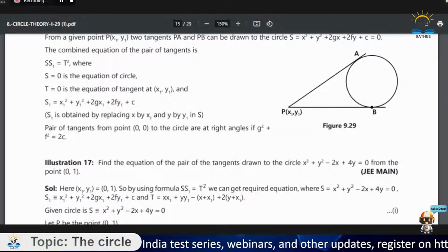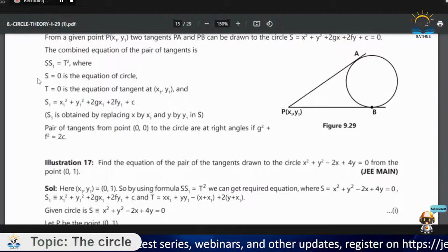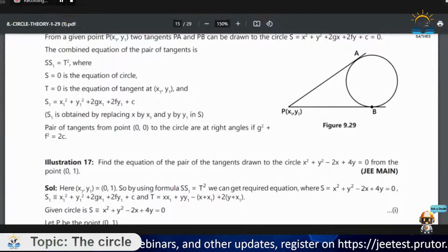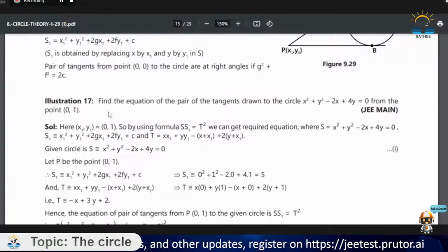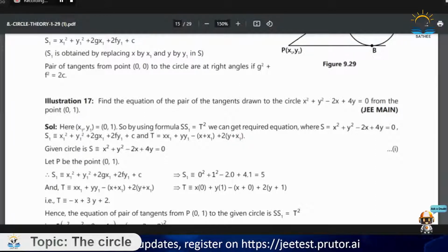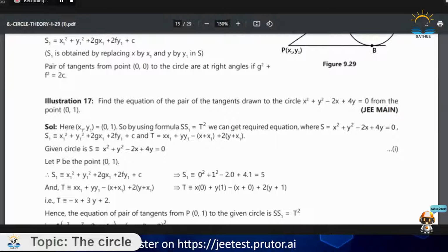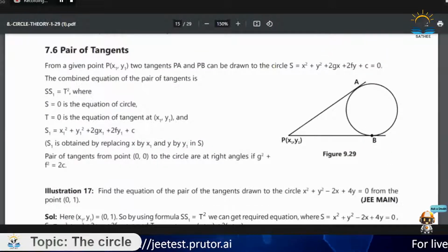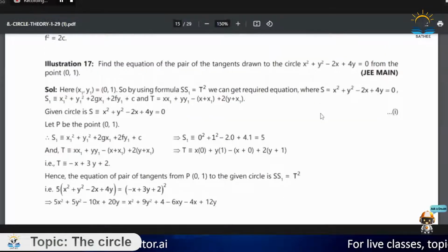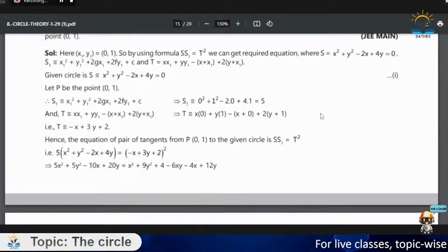So from this we get the pair of tangents. Basically we do not have much into it, we just need to learn this formula. Questions like this come in JEE Mains: find the equation of the pair of tangents drawn to the circle x square plus y square minus 2x plus 4y from the point given. We just have to apply this formula. This is a previous year question, and we will get the answer.